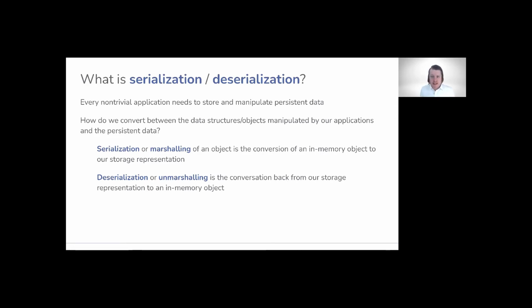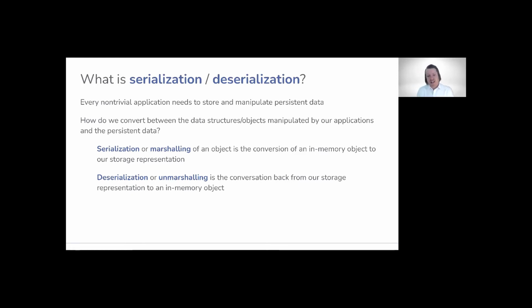The deserialization process is going from that persistent storage, such as the hard disk, back into an in-memory representation of whatever it is that was stored, in a form that the actual application can interact with. So how do we convert between the data structures and objects manipulated within our applications and persistent data stored out there on our hard drive?